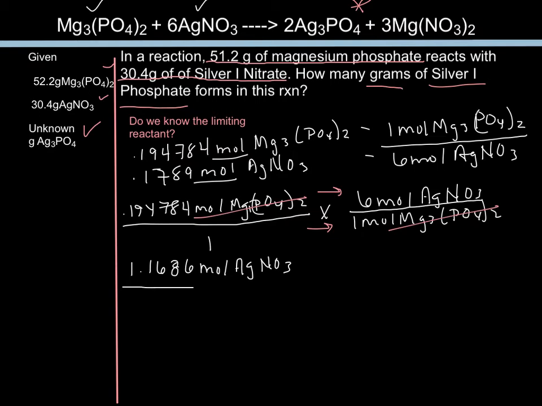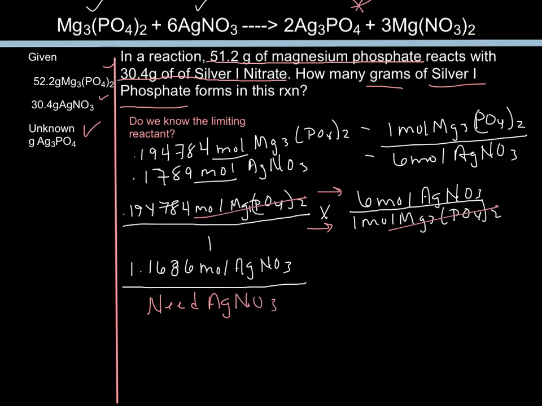Okay, so what did we do here? Alright, it's very simple. For this reaction to work, I'm starting with this amount. And what this calculation tells us is: if I have 0.194784 moles of magnesium phosphate, how many moles of silver nitrate do I need to use all of this up? By doing this calculation, we figured out that we need 1.1686 moles of silver nitrate to use all of this magnesium phosphate. Alright, so we call this the need. This is how much I need of silver nitrate.